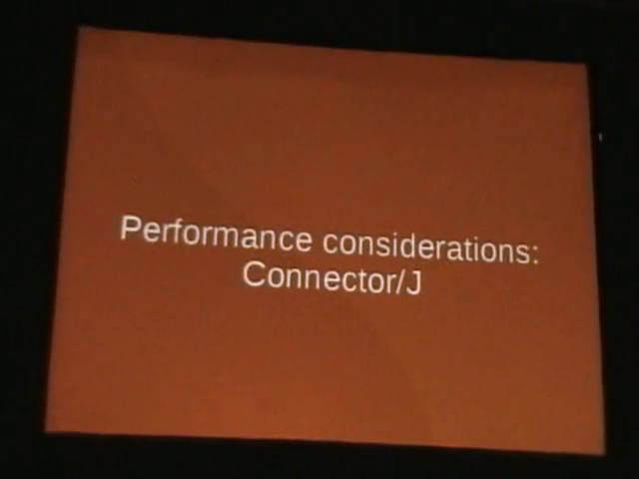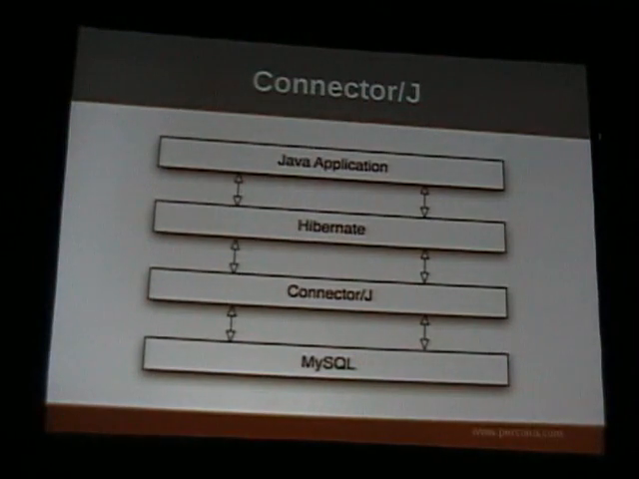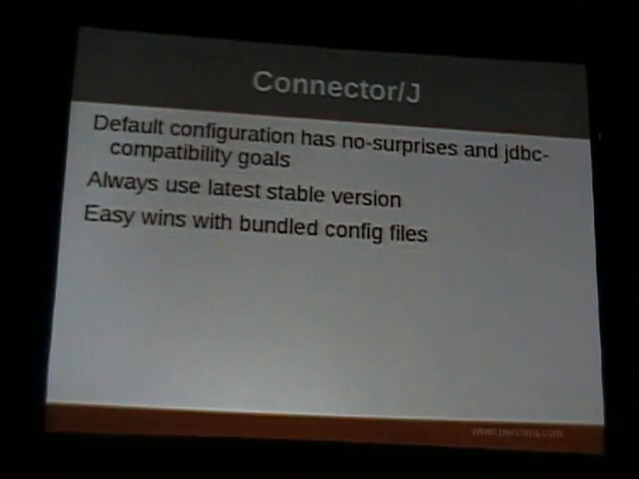Now, moving to ConnectorJ. Here is the stack. All of you know how it works. Your application talks to Hibernate, and Hibernate does not talk to the database directly, but it talks to ConnectorJ, which in turn speaks with MySQL. And so ConnectorJ is in the middle of your performance issues most of the time. When we start a performance audit engagement, we can quickly say if ConnectorJ is behind it, because we will see tons and tons of administrative commands, set, show, and select, which are only there to be 100% compliant with the JDBC protocol.